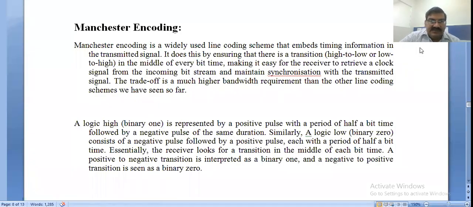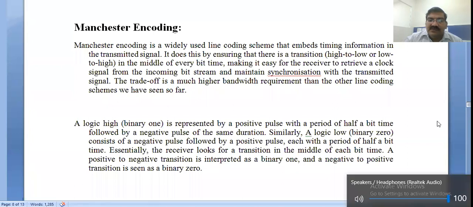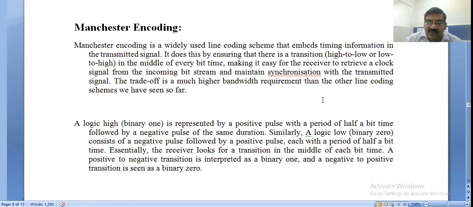Manchester encoding. Manchester encoding is a widely used line coding scheme that embeds timing information in the transmitted signal. It does this by ensuring that there is a transition, high to low or low to high, in the middle of every bit time, making it easy for the receiver to retrieve the clock signal from the incoming bit stream and maintain synchronization with the transmitted signal. The trade-off is a much higher bandwidth requirement than the other line coding schemes we have seen so far.